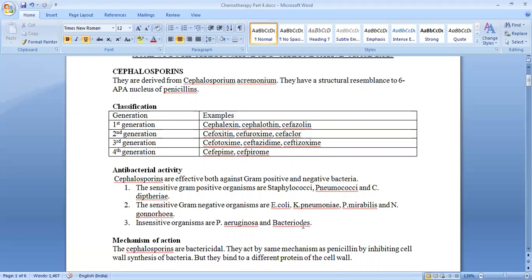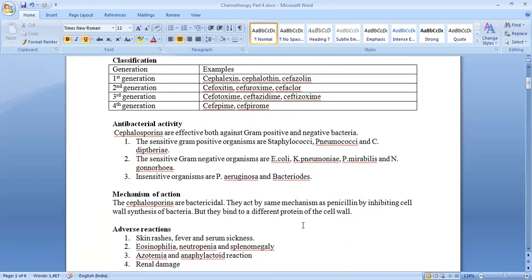Now, they are very effective because they have action against both gram positive and gram negative bacteria. So, different organism names are given here. You can go through that. The mechanism of action is that they are bactericidal in nature. So, their action is similar to that of penicillin, the mechanism of action. They inhibit the cell wall synthesis.